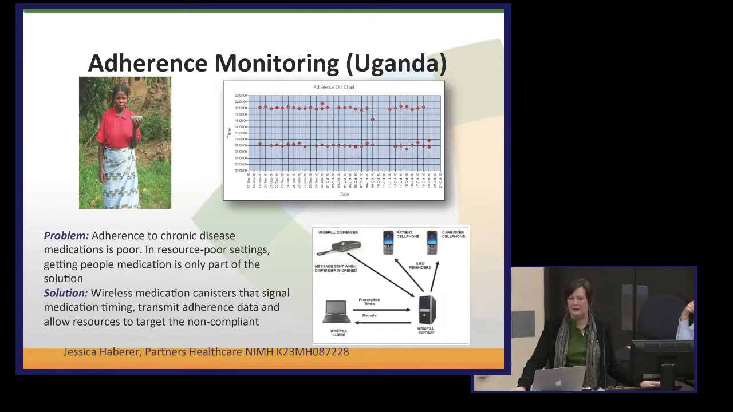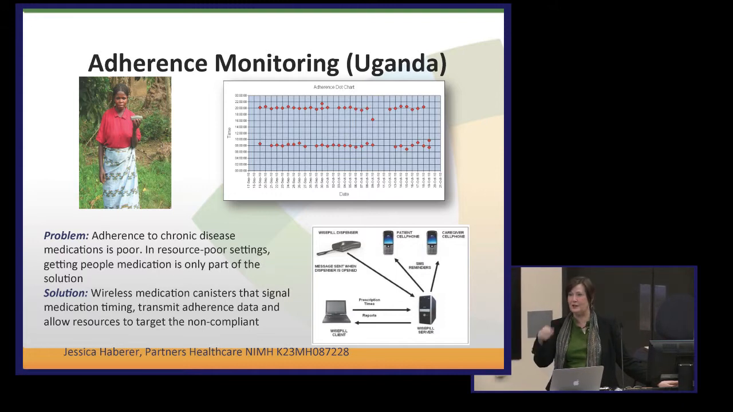This is one in Uganda. This is Jessica Haberer from Partners, working with Dave Bangsberg, doing adherence monitoring. And if Jessica was here, she could show you this woman's medication adherence in real time, if she was taking a pill. This thing is actually built in a garage in Uganda. It's just a little thing, it has the pills in it, you open it up, it sends a signal. So they've done some really nice work in working with this community. So how do you increase adherence? Because adherence is a question of life or death in HIV.